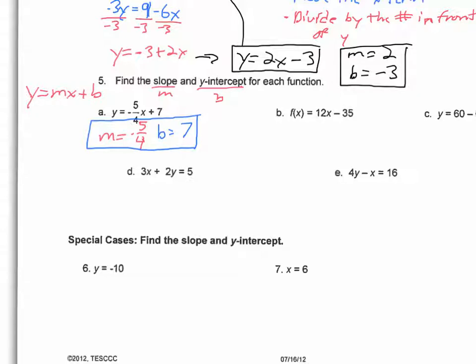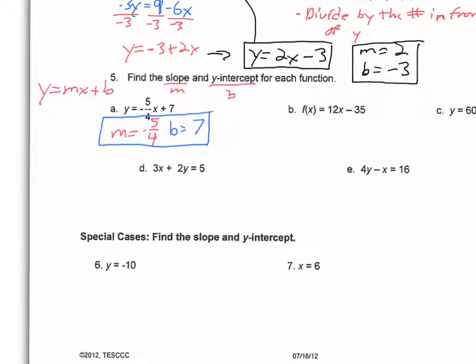Okay, let's try it again. Look at this equation right here. Letter B, f of x. Remember, f of x is simply the same thing as y. f of x equals 12x minus 35. If we compare this to our y equals mx plus b, what number is in the m position?